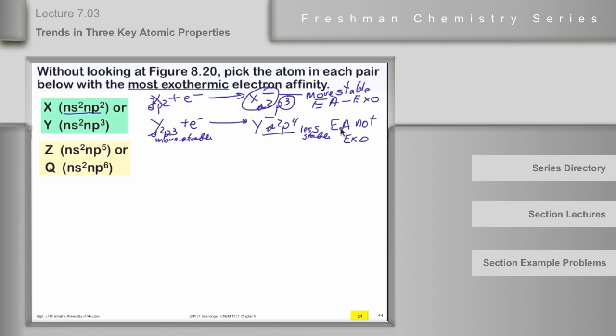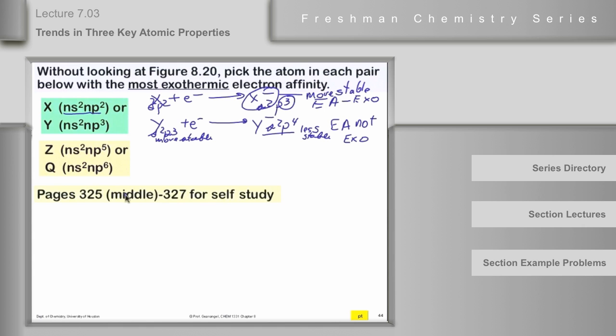Yes? Do you know that P4 is less stable than P3? We know that because we said P3 was a special case of a very stable half-filled subshell. Because they all have parallel spins. That's right. Other questions on this? All right, I'll let you do Z and Q.